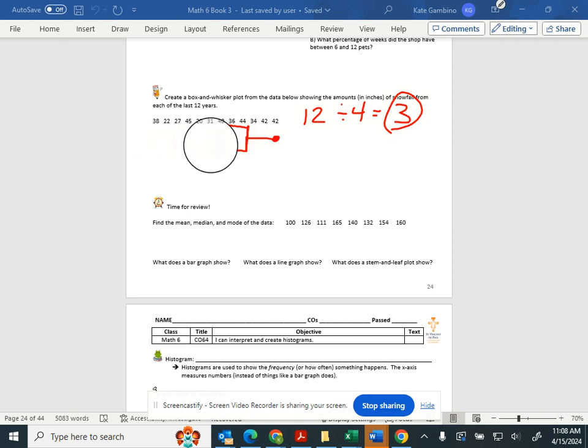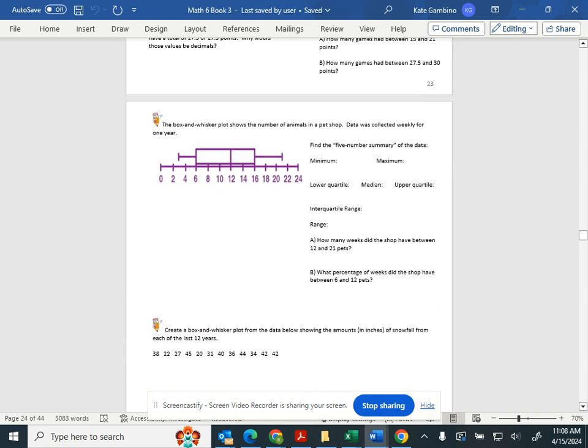Any other questions about the box and whisker? So you need to know the 5 number summary. You need to know the minimum, how to find the minimum at the far left, how to find the maximum at the far right, how to find that lower quartile, the median, and the upper quartile. So you need to know how to do that.